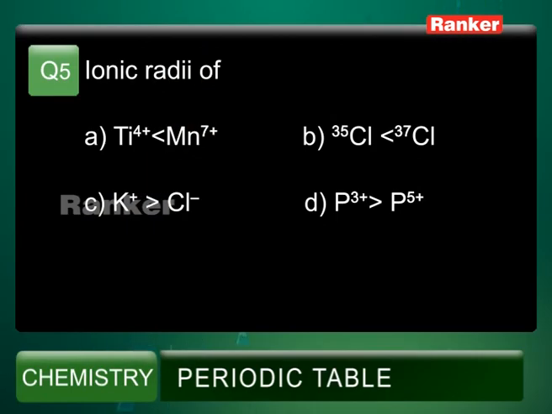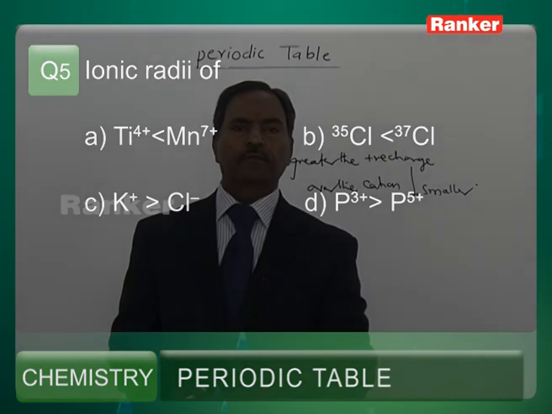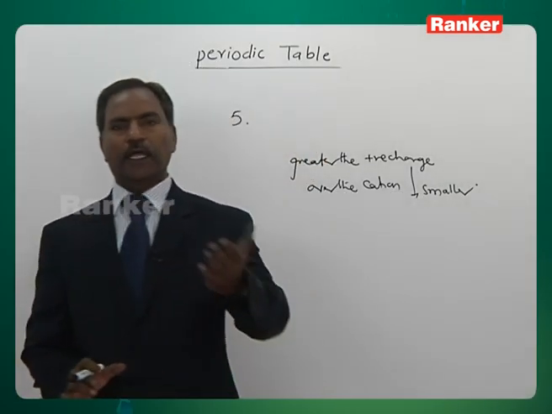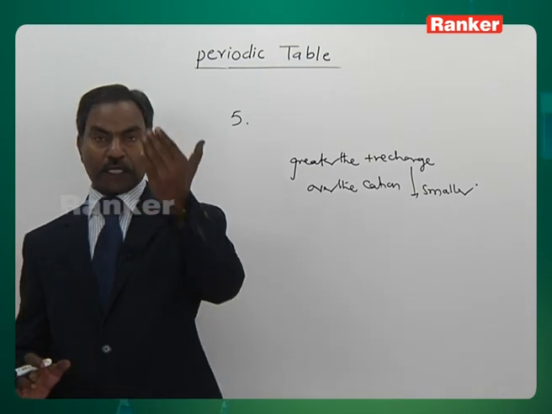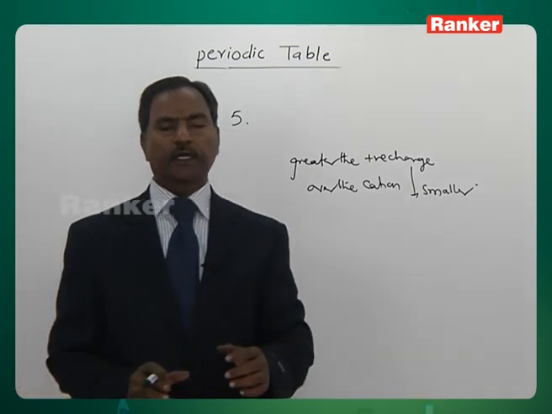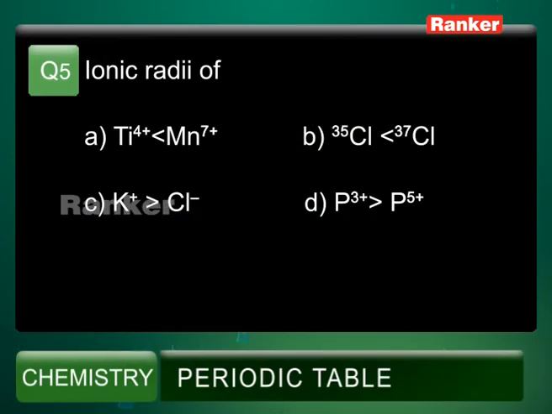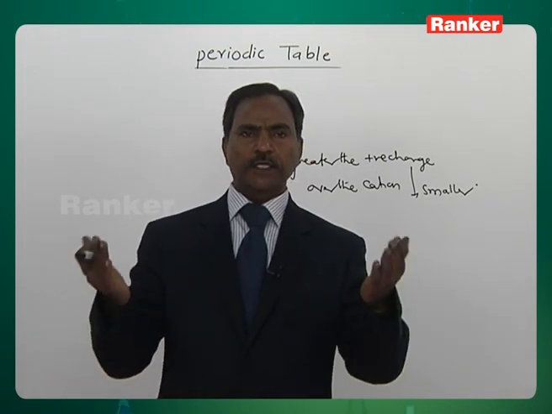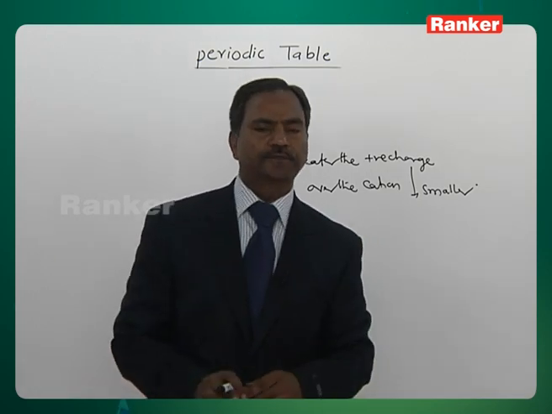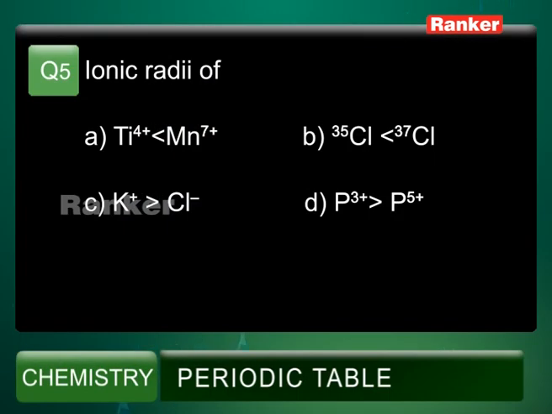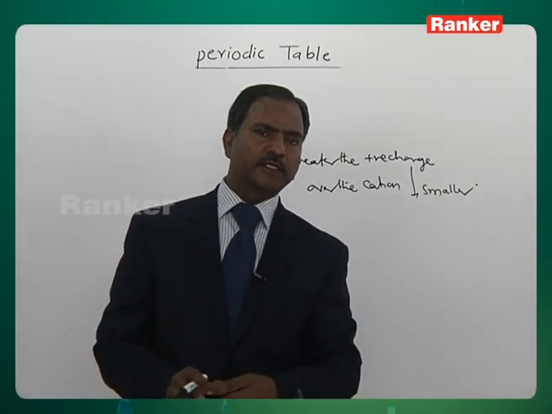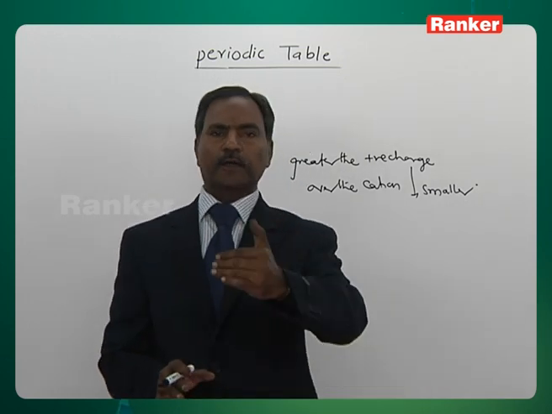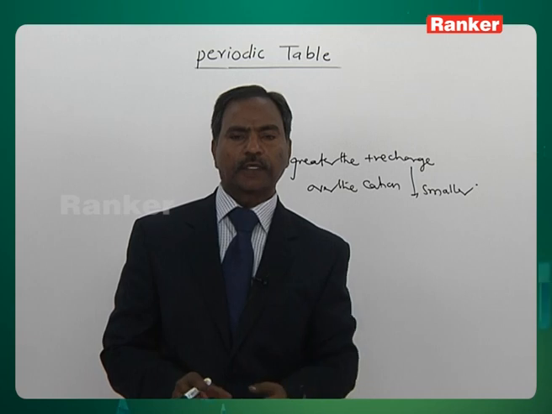Now we talk about option A, titanium plus 4, Mn plus 7. Titanium plus 4 is carrying plus 4 charge. Mn is carrying plus 7 charge. Then Mn plus 7 is actually smaller than titanium plus 4. This is not correct. Coming to B, chlorine 35 and 37 are given. Either way, both are isotopes. They are neutral atoms, isotopes, both having the same atomic sizes. Coming to C, K plus is bigger than Cl minus is given. K plus is actually smaller than Cl minus. A cation is smaller, an anion is bigger. Therefore, answer C is also not correct.